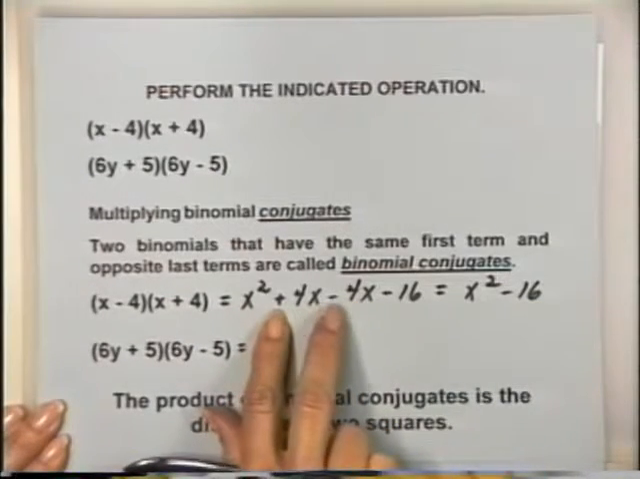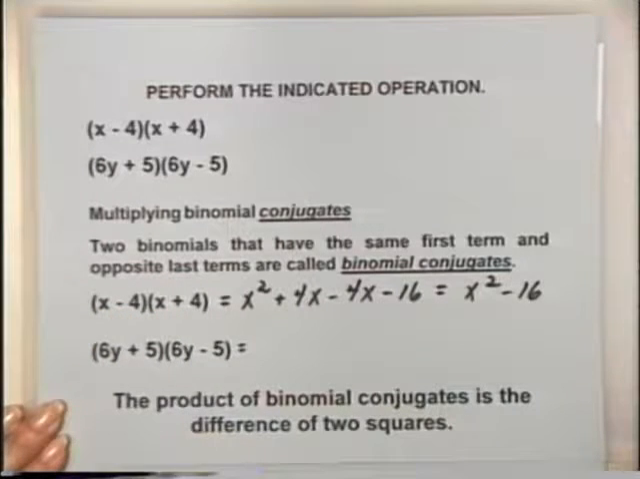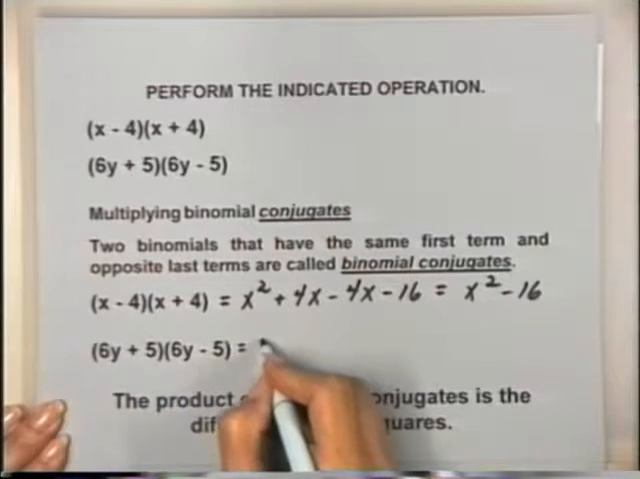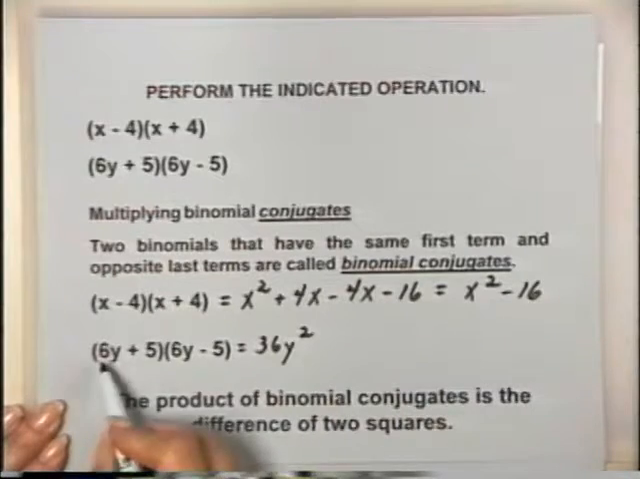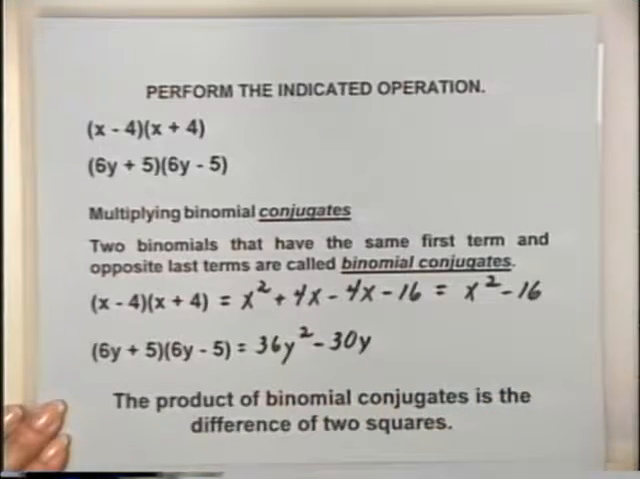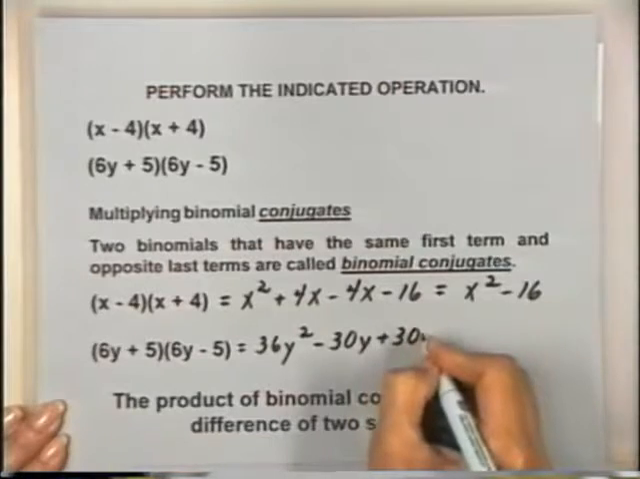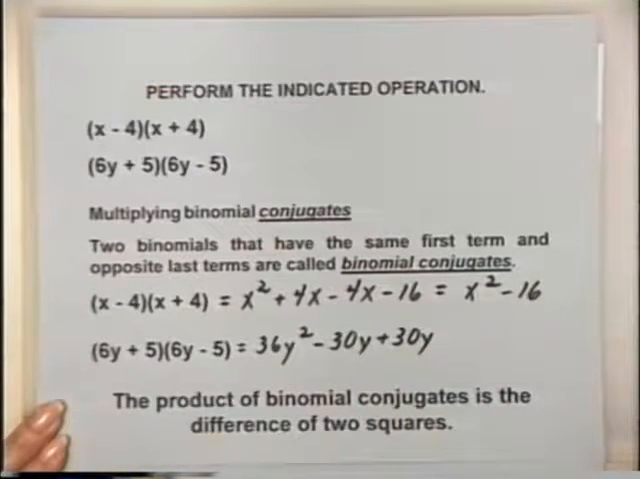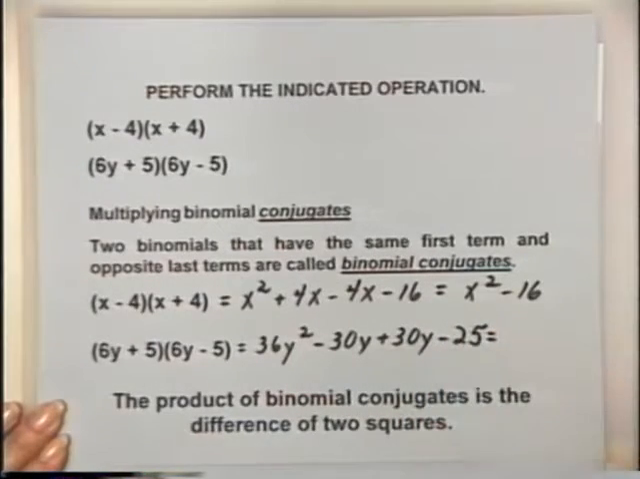Please note the inner and outer terms have opposite signs. That's because these last terms have opposite signs. Now, let's FOIL out this second product. 6y times 6y is 36y squared. For outers, 6y times negative 5 is negative 30y. For inners, 5 times 6y is positive 30y. For last, 5 times negative 5 is negative 25.